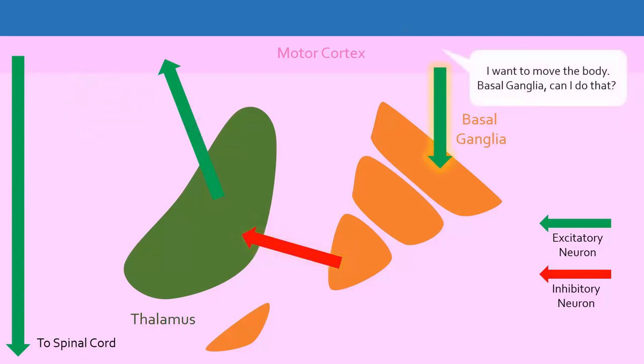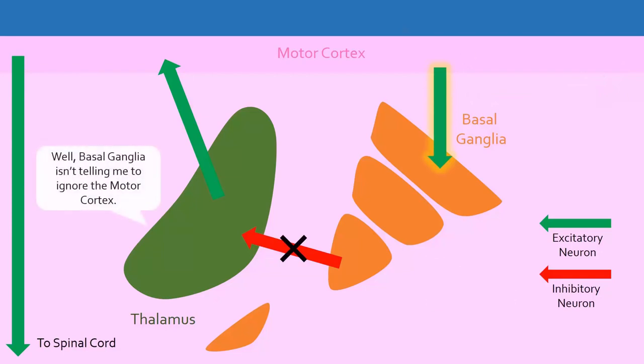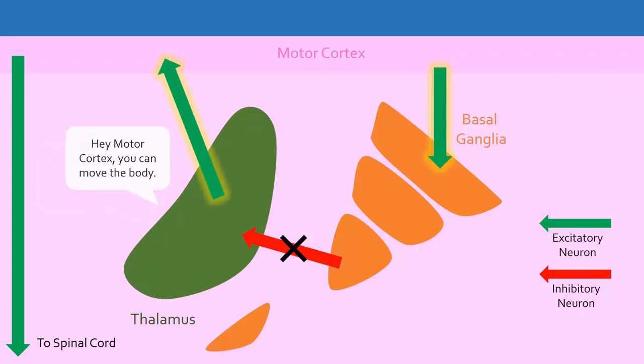Conversely, if these inhibitory neurons are inactivated, then nothing is stopping the neurons connecting the thalamus and motor cortex from being excited, so they activate the motor cortex. The motor cortex then sends signals down the spine to cause certain parts of the body to move. Therefore, the basal ganglia essentially decide whether or not movement is allowed.